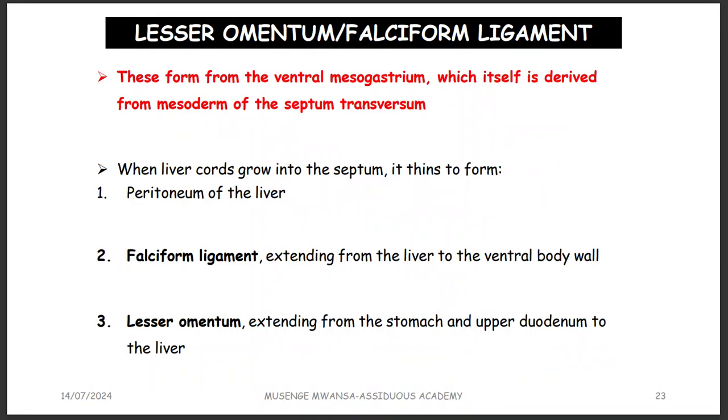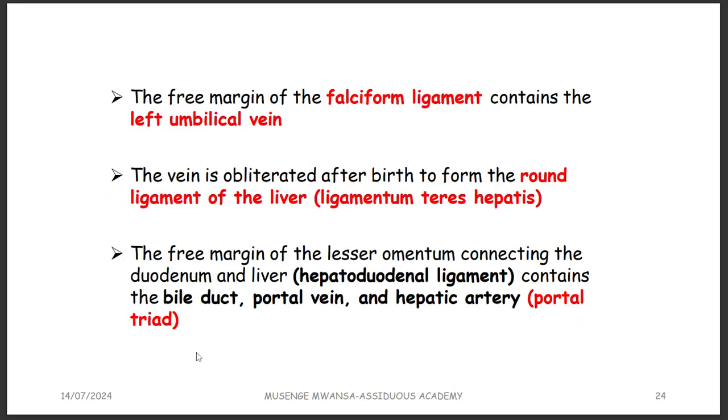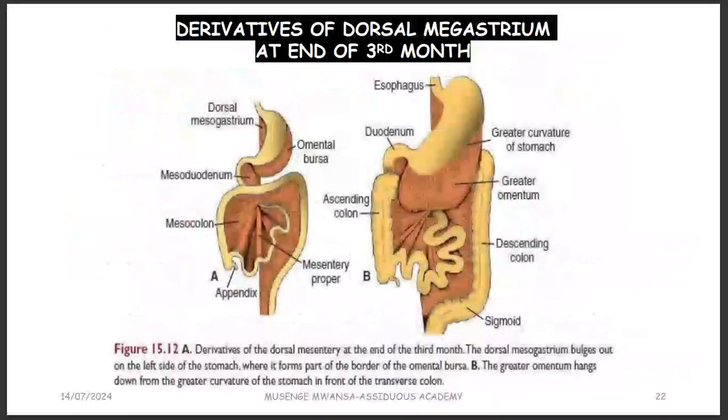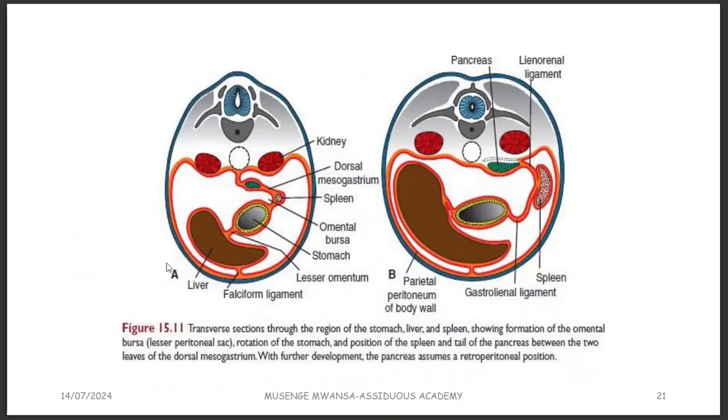What about the lesser omentum and the falciform ligament? We know that the lesser omentum and the falciform ligament come from the ventral mesogastrium, as we already mentioned. So when liver cords grow into the septum, it thins to form the peritoneum of the liver, the falciform ligament, and the lesser omentum. Basically the same folds that we're talking about. These same folds were here.